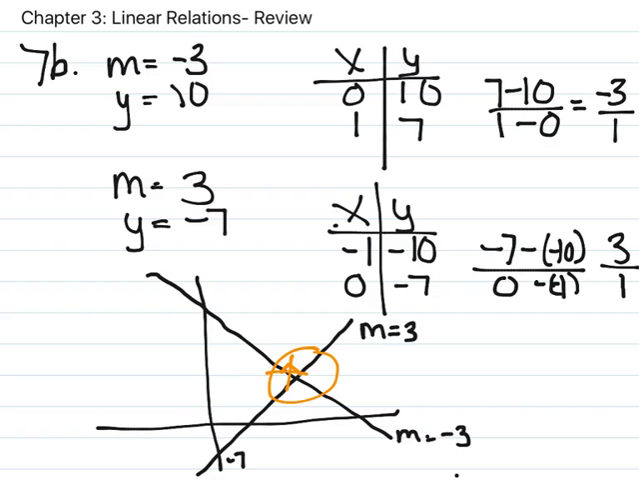For it to be parallel, if we were going to be parallel to this one would have to be negative a third, or sorry, not parallel, perpendicular. If we were going to be perpendicular to this one, this would have to be positive a third. So this isn't parallel and it's not perpendicular. It's just two graphs that are intersecting.